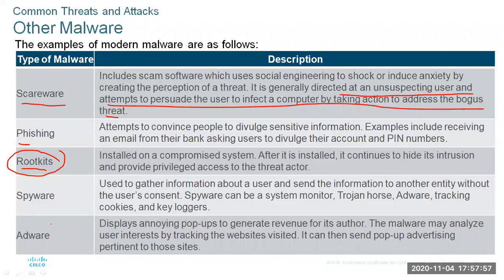Now the next one is spyware. Spyware is used to gather information about a user and send the information entirely without the user's consent, like the word spy. It gathers information maybe on your network, the kind of users that are on your network, their usernames, their passwords, maybe their email addresses, and the kind of devices. Are they mobile devices? Are they end devices? It gathers the operating systems they have.